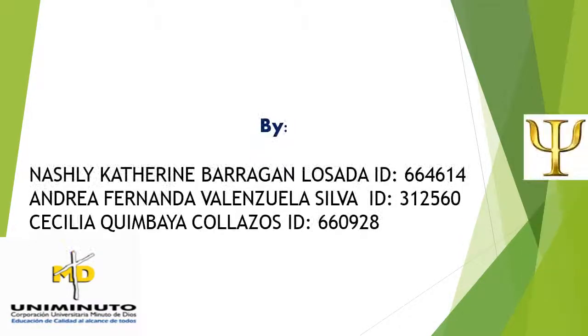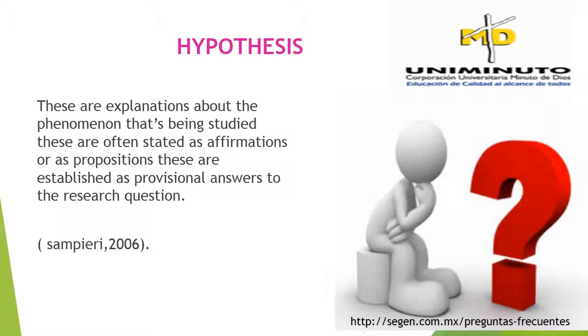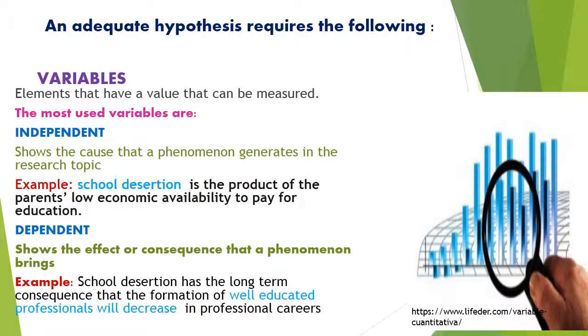Hypothesis. These are explanations about the phenomenon that's being studied. These are often stated as affirmations or as propositions. These are established as provisional answers to the research question. An adequate hypothesis requires the following variables: elements that have a value that can be measured.